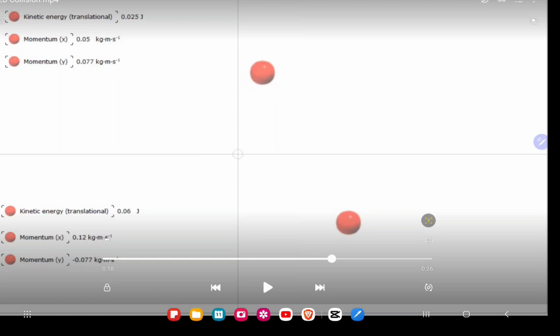Now, to work with this, this one moves this way and this one moves this way. So this is theta, and this is beta. To find the momentum in this case, we have to analyze the x component and the y component for each ball.